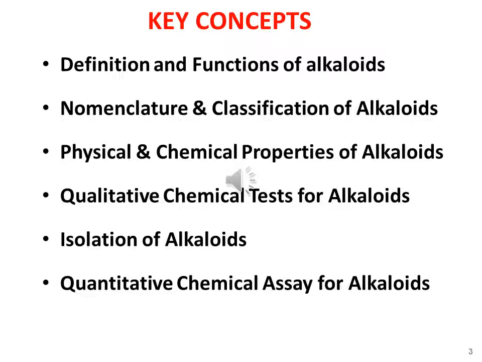Here is the list of the key concepts that we will learn from these two lectures about the introduction and classification of alkaloids. In the first lecture we studied some definitions and functions of alkaloids. We also studied one system of classification of alkaloids. In this lecture we will discuss some other classification methods of alkaloids. We will also study the physical and chemical properties of alkaloids. Additionally, we will learn some chemical tests, how the alkaloids are tested. We will also learn how we can isolate the alkaloids from the plant sample. In addition to these, we will learn some chemical assay techniques for the identification and quantification of alkaloids in a given sample of drug. So these are the main key concepts that we are going to learn in the lecture of introduction and classification of alkaloids.